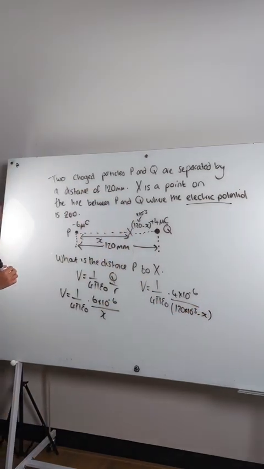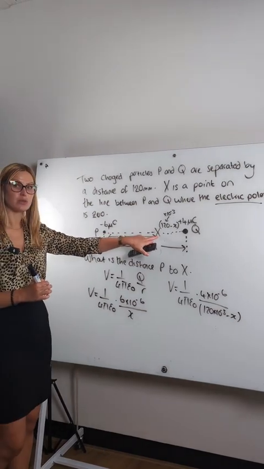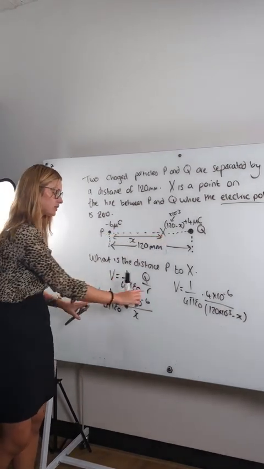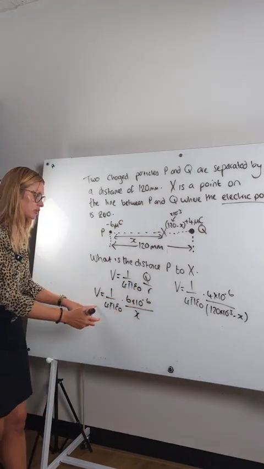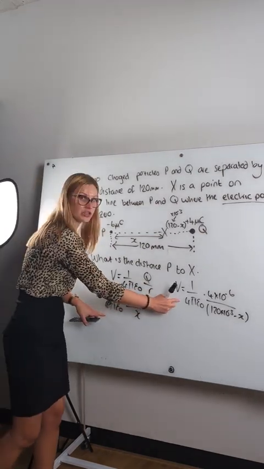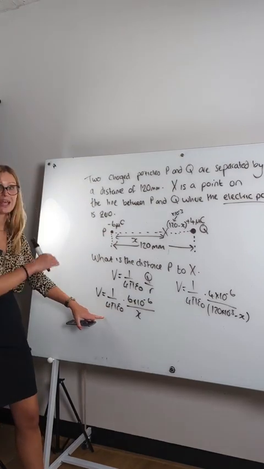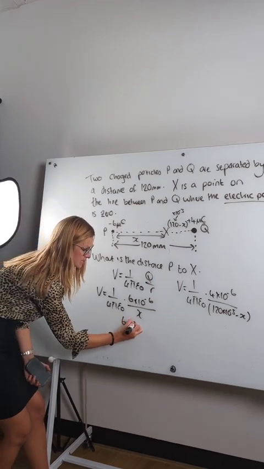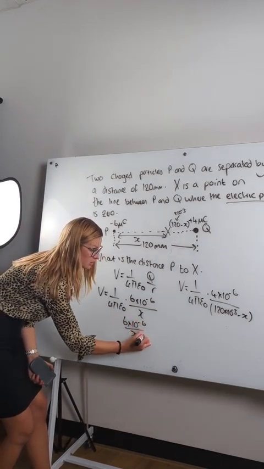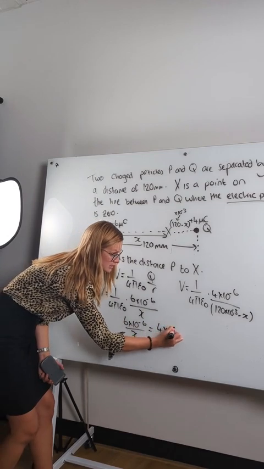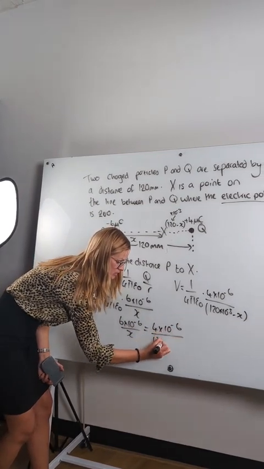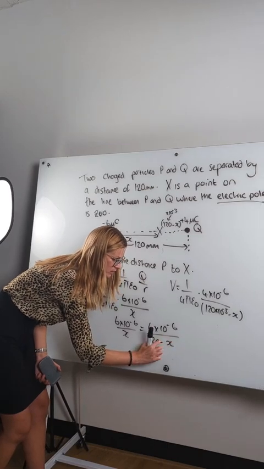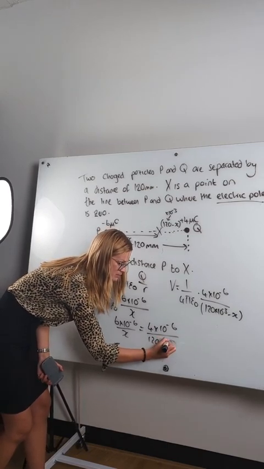Okay, so what I want to find out is when this point is 0, the electric potential is 0. So it's when these two potentials be equal to each other. So I equate these two lines to each other. My 1 over 4 pi epsilon naught will cancel because it's on both sides. So what I have then is 6 times 10 to the negative 6 over X will equal 4 times 10 to the negative 6 over 120 minus X, or sorry, because it's in millimeters, 120 times 10 to the negative 3 minus X.